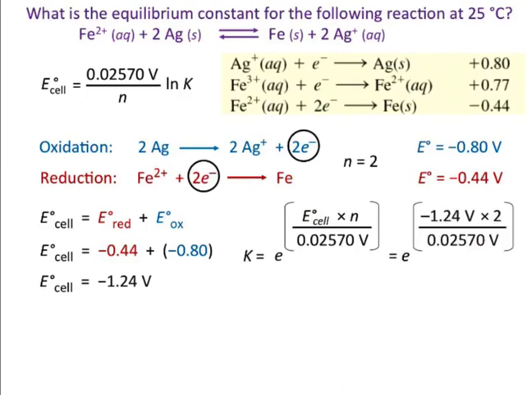Now, let's plug some numbers in. Here's our E naught, our cell potential under standard states. Here's n. And when you solve this, you get a really small number for K. And so this tells us that the equilibrium position lies far to the left, which we would expect because the E naught cell is negative and fairly large. So that means that's also non-spontaneous. So these two give you complementary information that says the same thing.